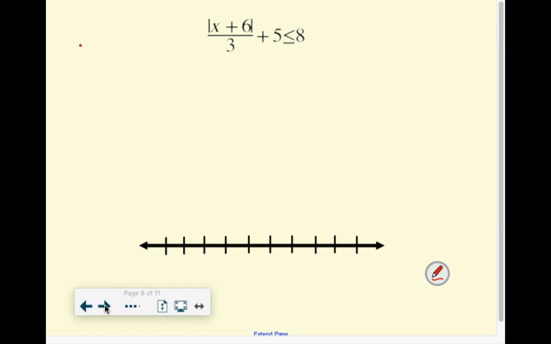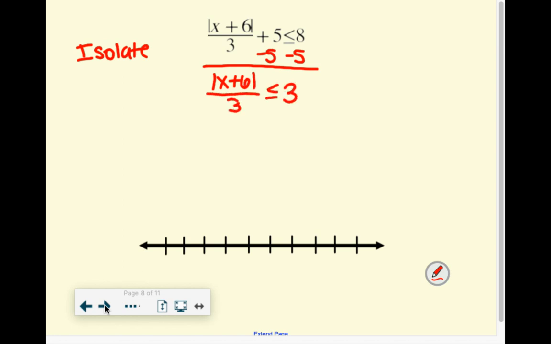Isolate is my first step. Minus that 5 to the other side. Absolute value of x plus 6 over 3 is less than or equal to 3. 8 minus 5 is 3. I'm still not done isolating yet. I gotta get rid of that 3 on the bottom. And the opposite of fractions, which is division, is multiplying.